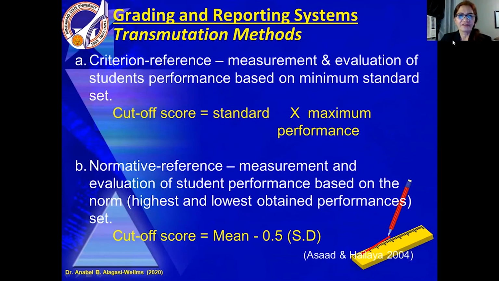That's criterion reference and normative reference on transmuting the scores into grades. How do we assess our students in our setup this time? In the context of blended learning or flexible learning, you can use any of this assessment. It could be face-to-face, it could be online, or it could be blended. So it now depends on your situation. I will leave that to you as to what method or how will you do assessment in your classroom.